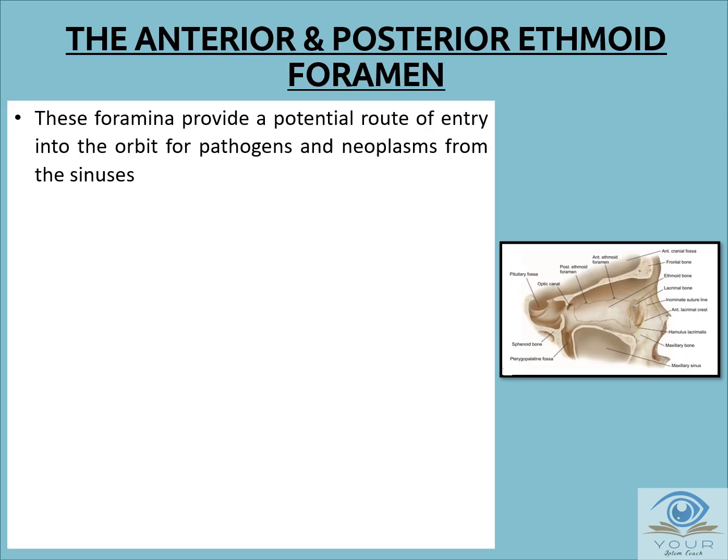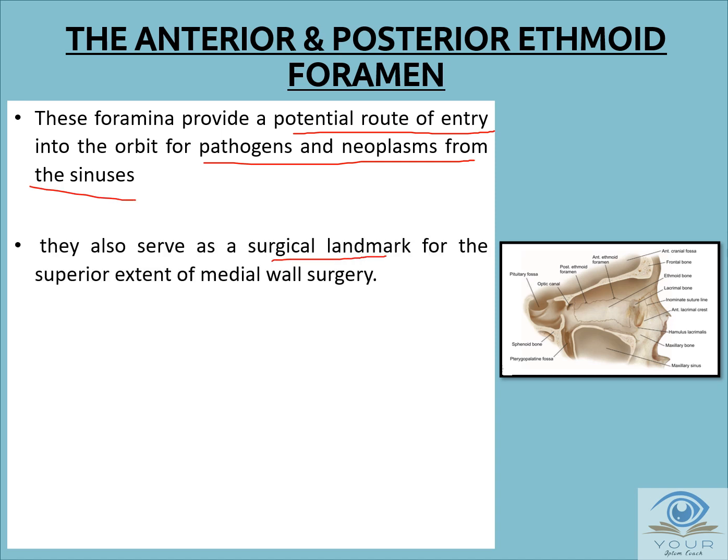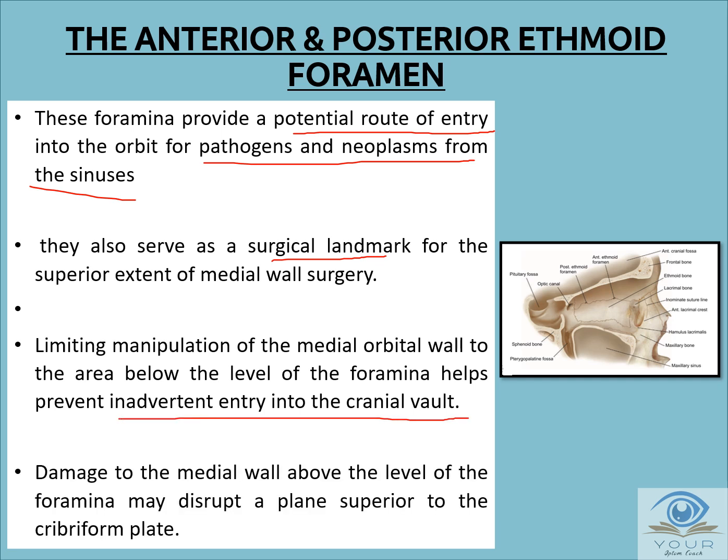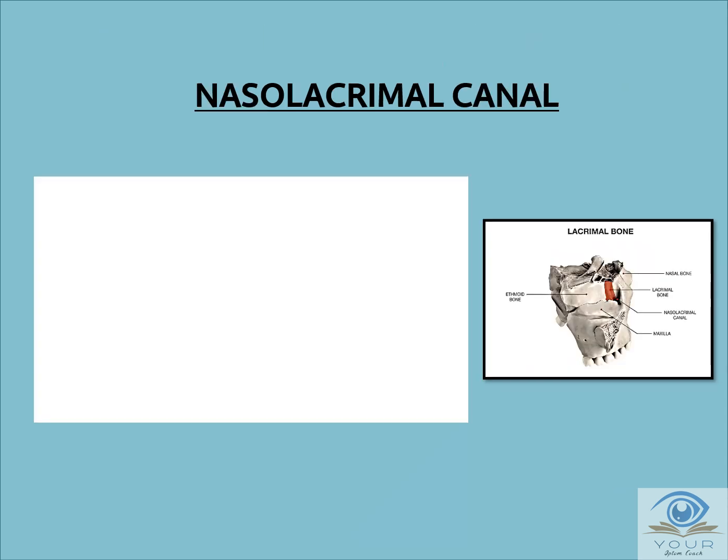The anterior and posterior ethmoid foramina provide a potential route of entry into the orbit for pathogens and neoplasms from the sinuses. They also serve as a surgical landmark for the superior extent of medial wall surgery. Limiting manipulation of the medial orbital wall to the area below the level of these foramina helps prevent inadvertent entry to the cranial vault. Damage to the medial wall above the level of the foramina may disrupt a plane superior to the cribriform plate. Now these transmit the nerves and arteries of the same name. So these are the anterior ethmoidal foramen and the posterior ethmoidal foramen.